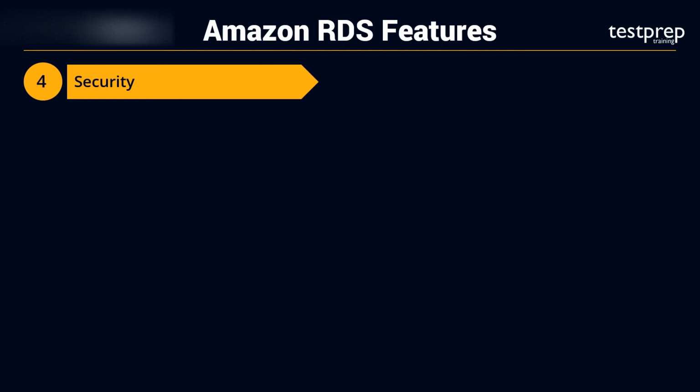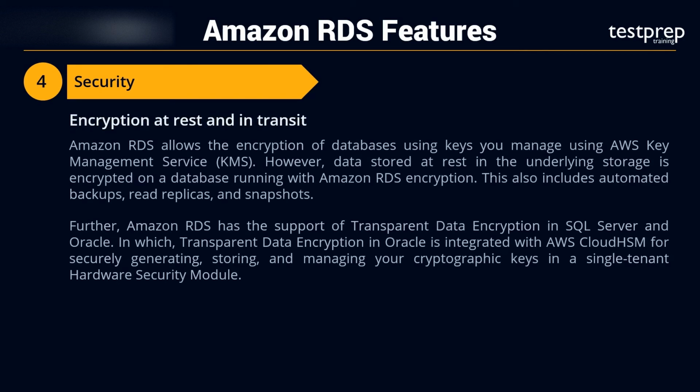4. Security. Amazon RDS allows the encryption of databases using keys you manage using AWS Key Management Service. Data stored at rest in the underlying storage is encrypted on a database running with Amazon RDS encryption. This also includes automated backups, read replicas, and snapshots.